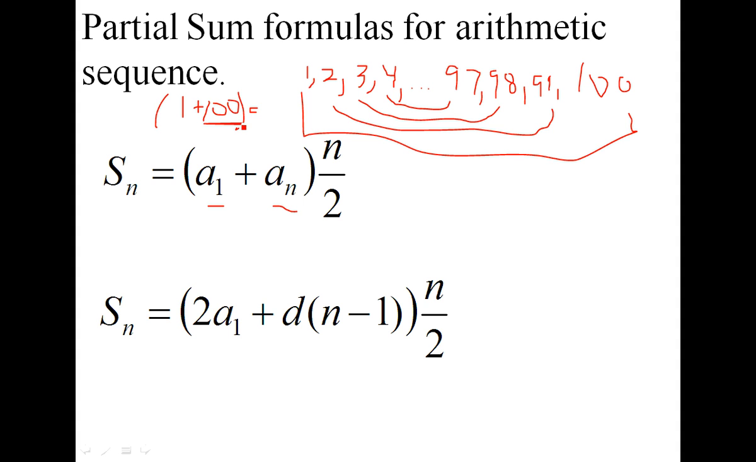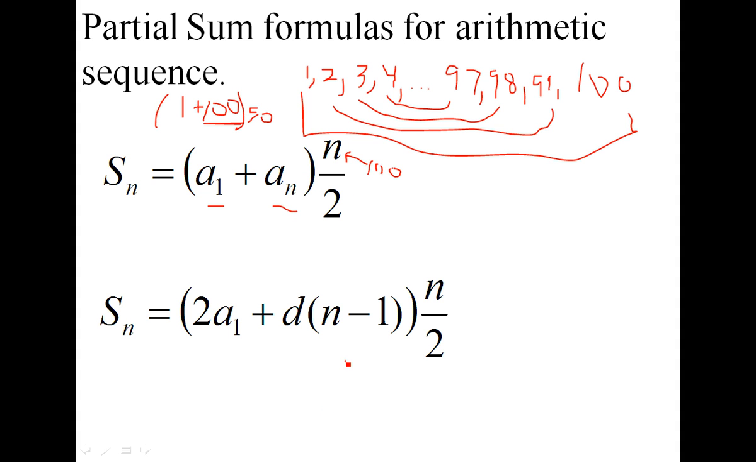If you take a look, n is going to be 100. 100 divided by 2 is going to be 50. So that's where the equation comes from. When you add something that's arithmetic, you're always going to get the same sum with the first and last, the next first and the next to last, and so on and so forth. You just add up how many pairs that is.